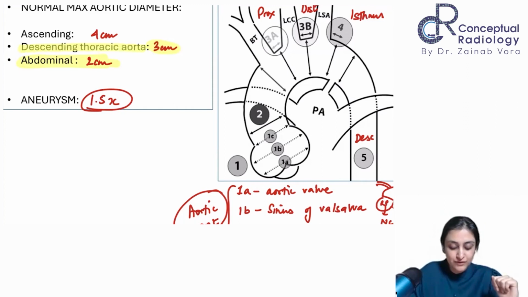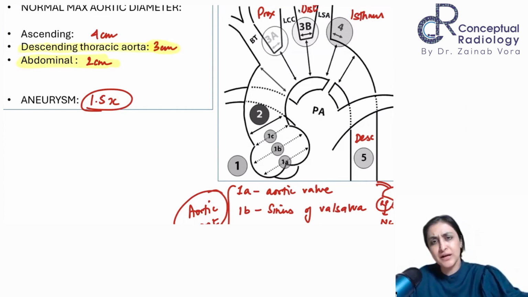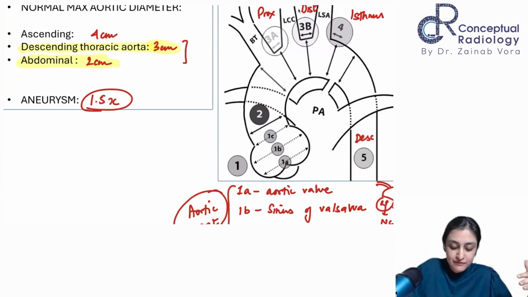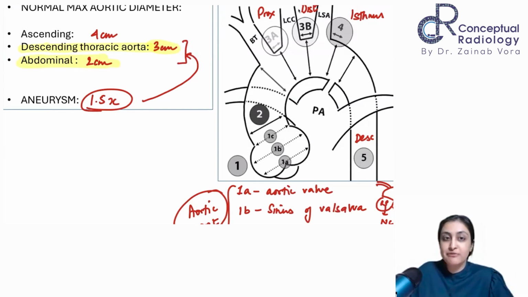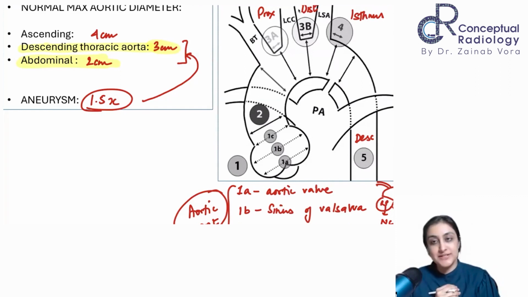Okay, so these are the two where we have consensus. For the ascending aorta, there is no consensus as to what diameter we call dilated, but basically anything more than 4 centimeters is considered to be dilated in the ascending. But for descending and abdominal, we have clear-cut definitions which are accepted universally, that 1.5x, which translates to 4.5, or basically 3 centimeters. So don't remember exact values, just remember the multiple and you will be good to go. So 2, 3, 4, 1.5x. These are the numbers as far as a normal aorta is concerned.